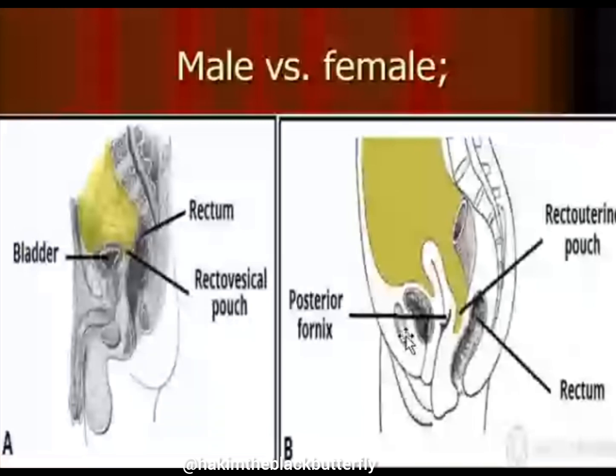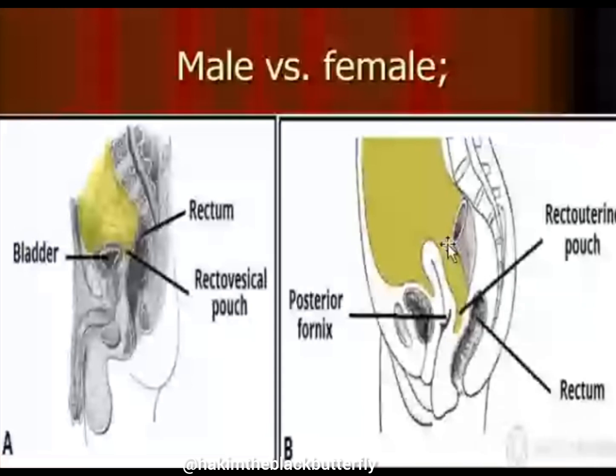And in females, you have the pubic symphysis, the urinary bladder. This space is what you call the vesicouterine pouch, the extension of the peritoneal cavity between the uterus and the urinary bladder. So you have the symphysis pubis, urinary bladder, vesicouterine pouch, uterus, cervix, and vagina here.